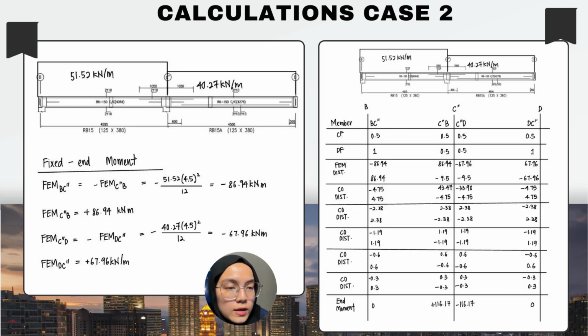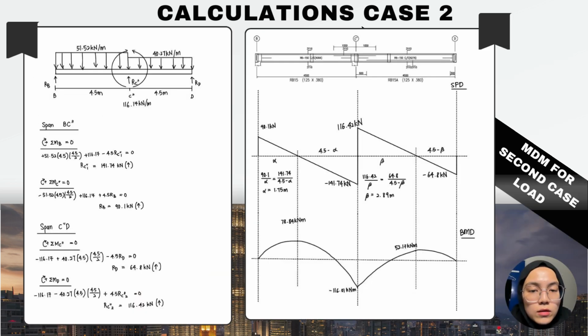Moving on to calculation case 2, the fixed end moment that we got is FEMBC is negative 86.94 kN meter, and FEMCB will be the opposite value of FEMBC. For FEMCD, we got negative 67.96 kN meter, and FEMDC is positive 67.96 kN meter. Here are all the reaction values for span BC and span CD.